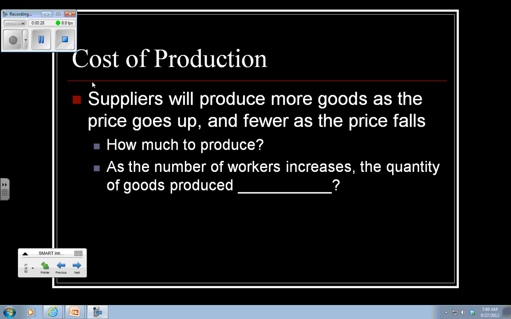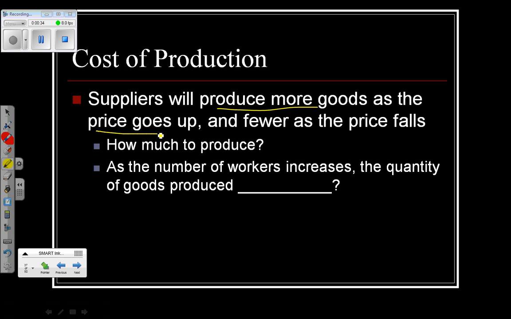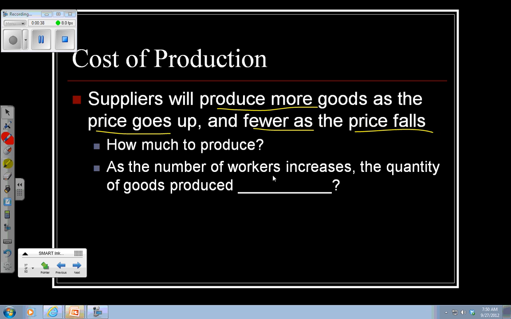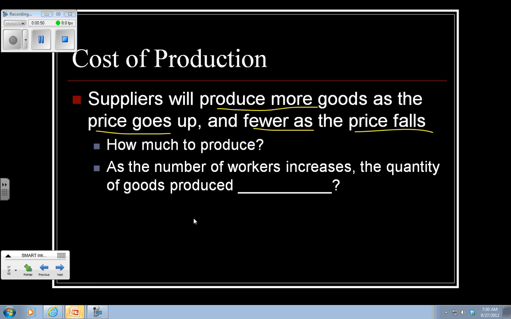So again, as the price goes up, they're going to make more stuff. They're going to make more as the price goes up and less as the price goes down. The question then becomes, how much are they going to produce? And can you just keep adding workers and make more product? Or is there a breaking point? Where's the cost-benefit analysis here? And I'll show you what I mean in a second.